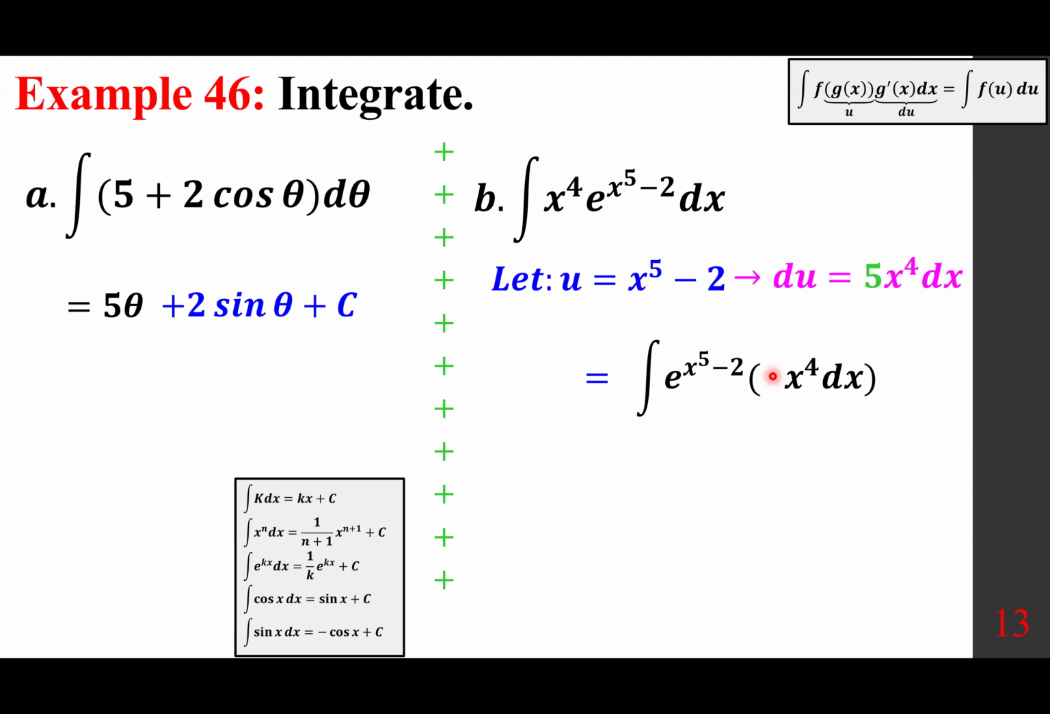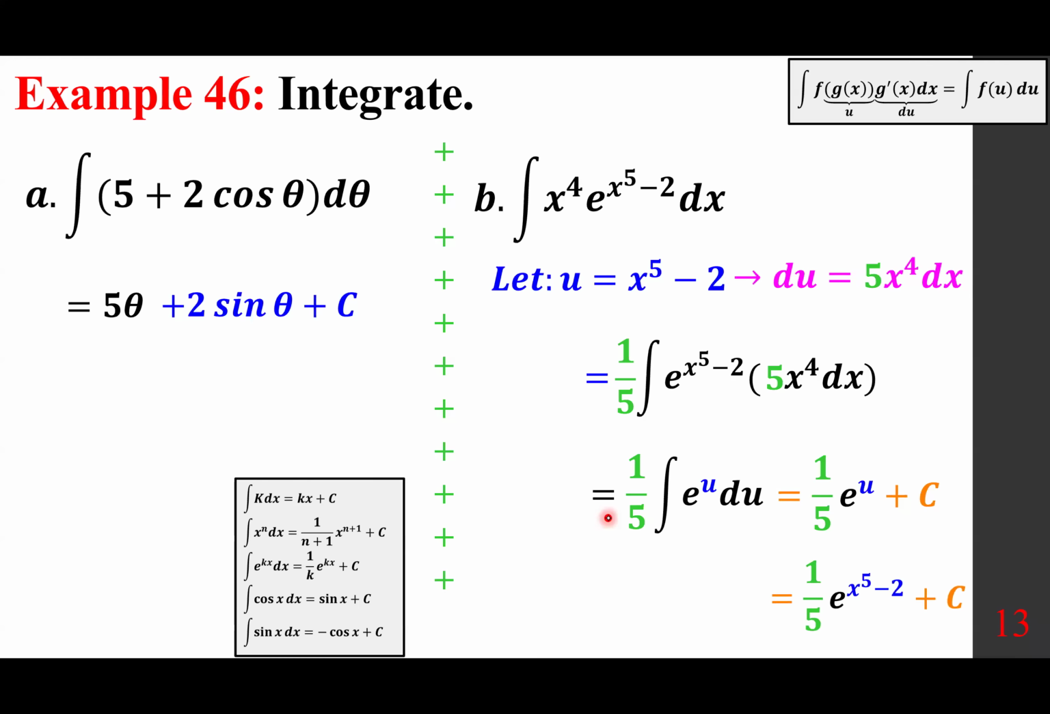Again, in most texts, they solve for dx. I don't. 5 is missing. Put the 5 and undo it with its reciprocal. Now you have a simple case of e to the power of u. The answer is itself. 1/5, you keep it. A reverse substitution gives you the final answer.